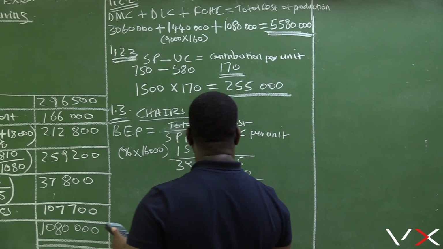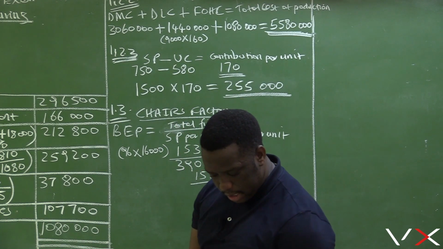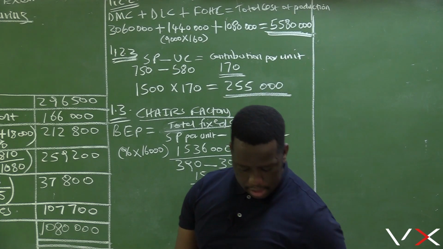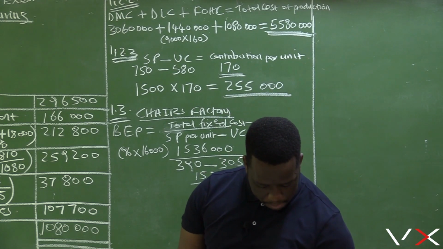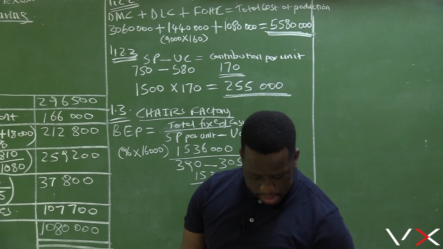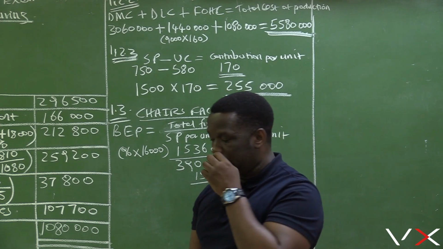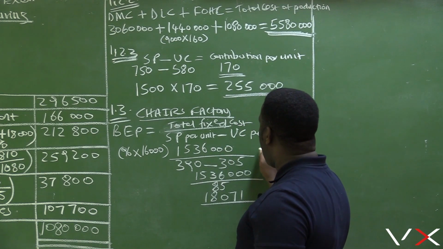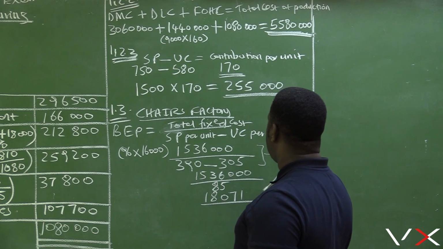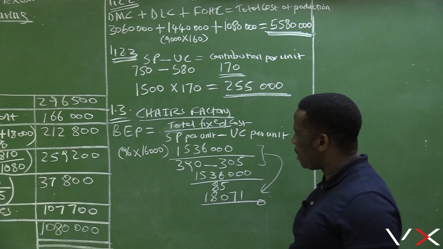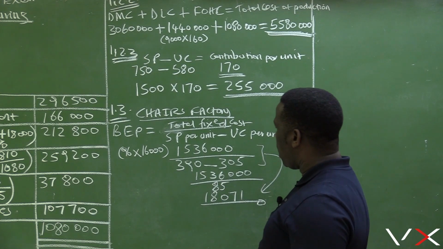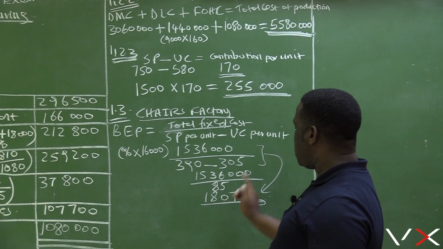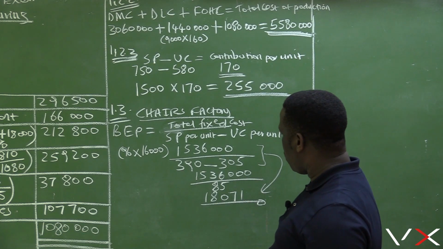Remember, this 18,071 is given in information B. The break-even point for chairs for 2019 is 18,071. The break-even point was given; our task was to prove that this 18,071 is correct. Having gone through this calculation, we have now proved that the 18,071 break-even point is correct.